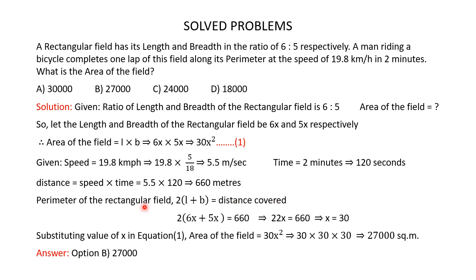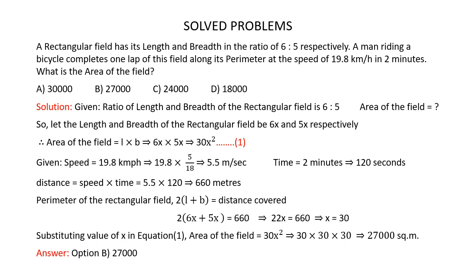Now we know that the perimeter of the rectangular field is 2 multiplied by (L plus B). So 2 multiplied by (L plus B) is equal to the distance covered. We know that L is 6x, B is 5x, distance covered is 660 meters. So now we have 2 multiplied by (6x plus 5x) is equal to 660. On solving this equation, we get x is equal to 30.